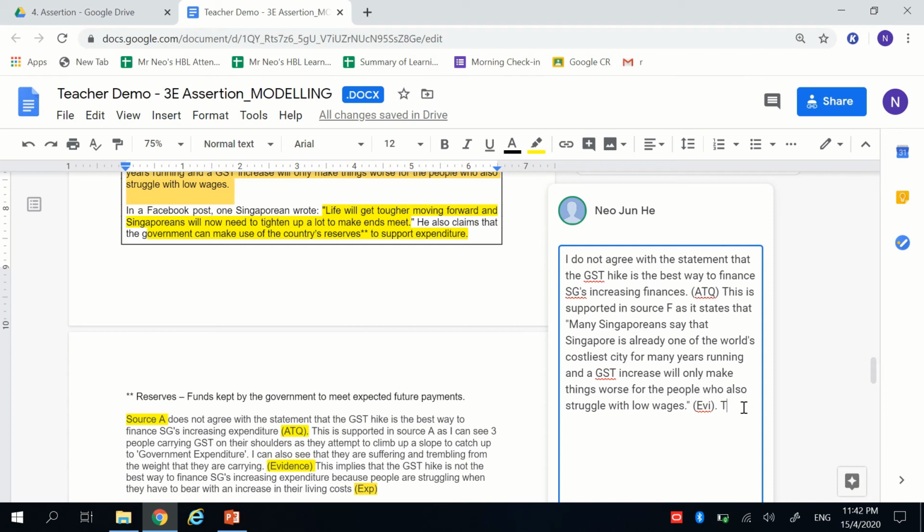Let's conclude. This implies that the GST hike is not the best way to finance Singapore's increasing expenses. Sorry, this is expenses. I think I missed it out.